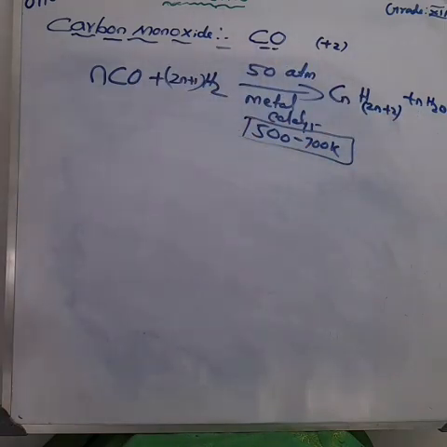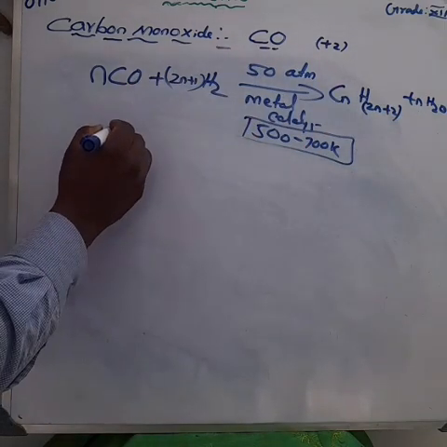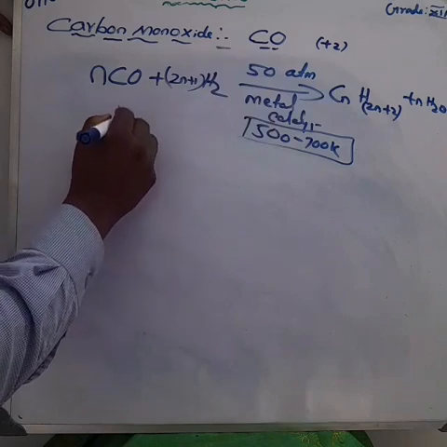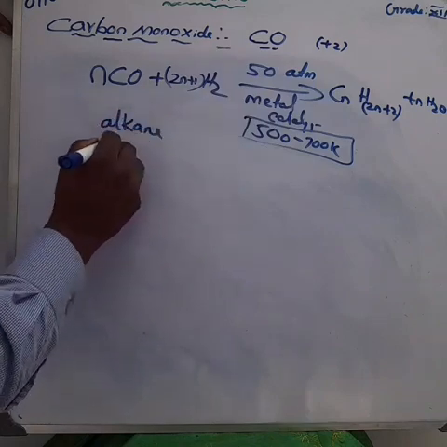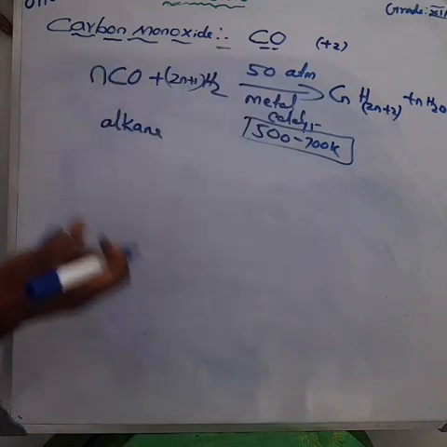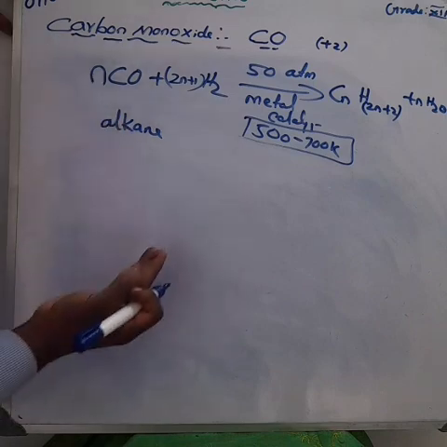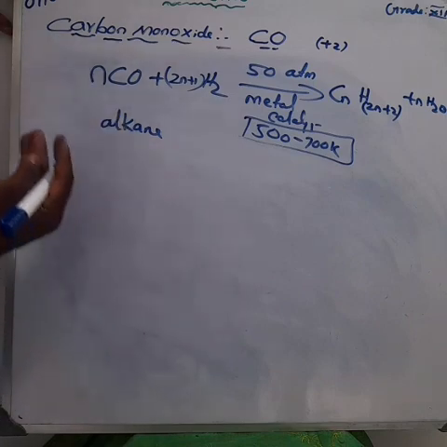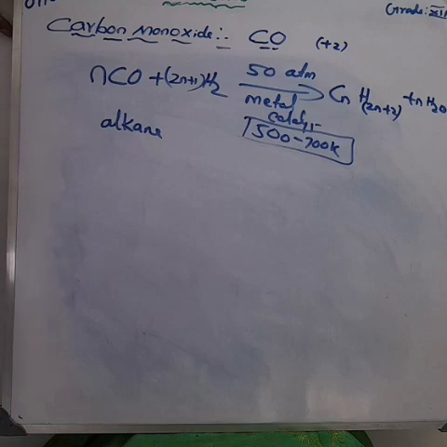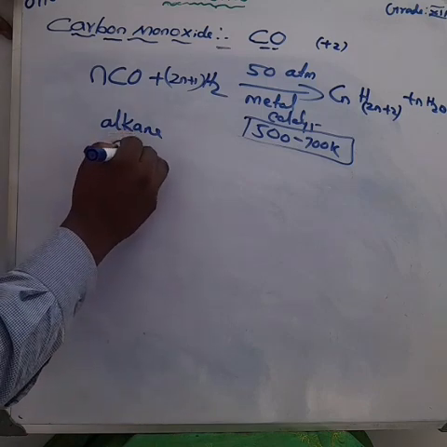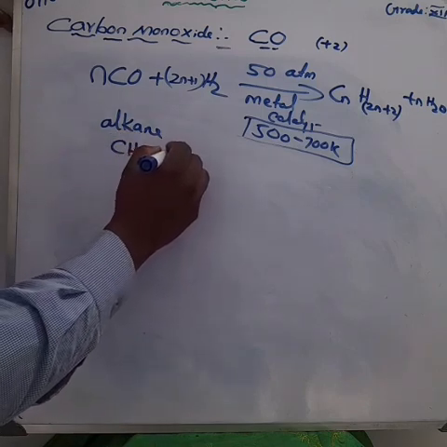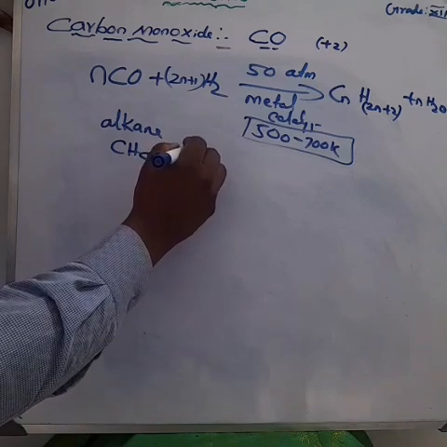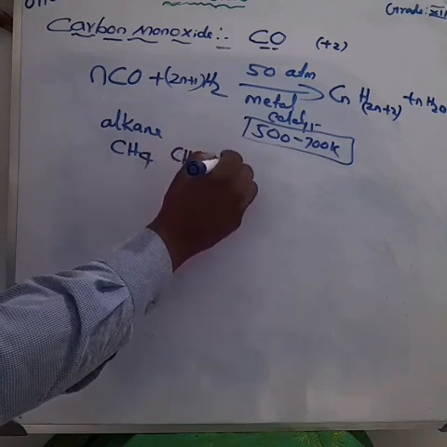Here, what is CnH2n+2? Alkane. Can you say some alkane names? Methane, ethane, propane, butane, pentane, etc. What is the formula of methane? CH4. What is the formula of ethane? C2H6, otherwise CH3CH3.